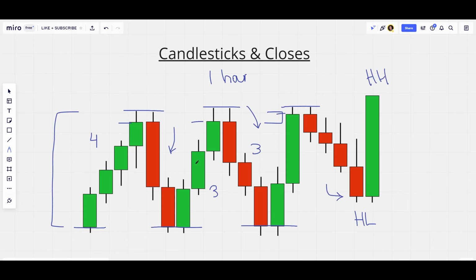Now, I understand that these are minor details, but slowly over time, if we notice these gradual changes within a range or within a trend, then these are clues to us as to how much seller pressure there is compared to how much buyer pressure there is.